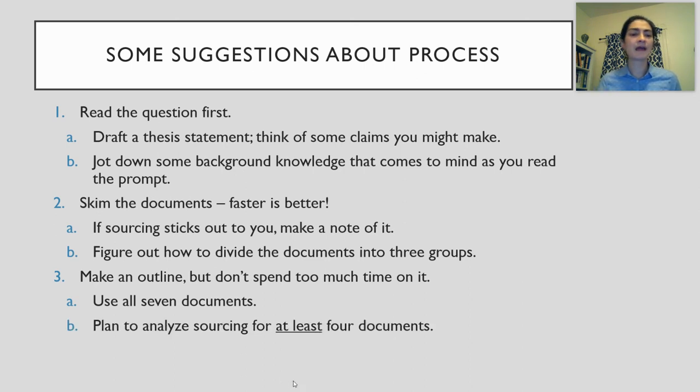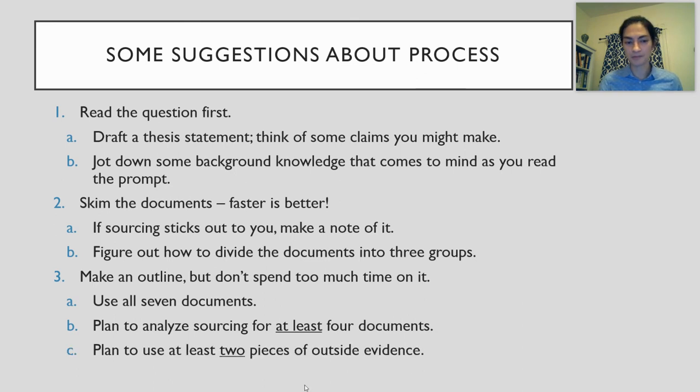Second, you should plan to analyze sourcing for at least 4 documents by the same theory. And when you're outlining, this is where you also want to think about whether your analysis of an author's purpose or their intended audience or point of view or historical situation might help your argument as you're writing that DBQ.